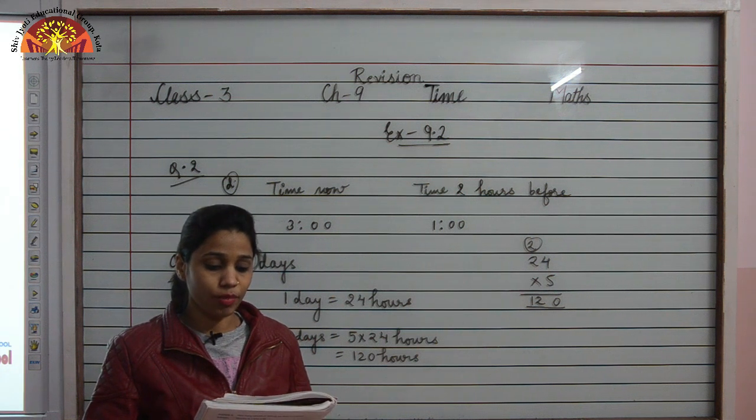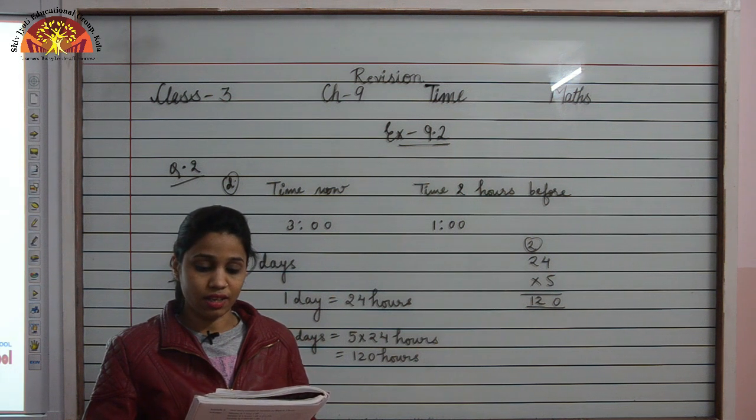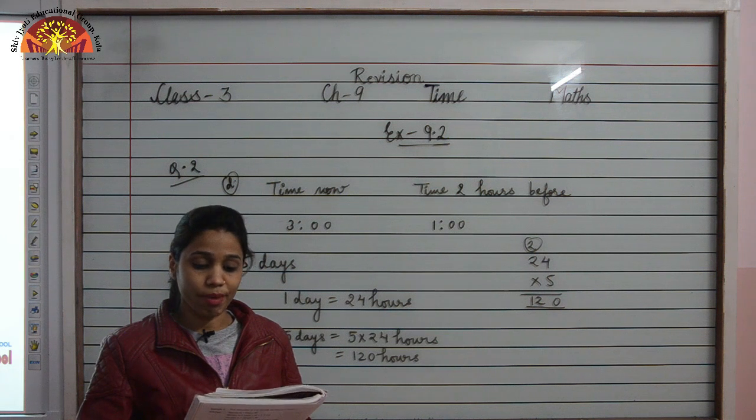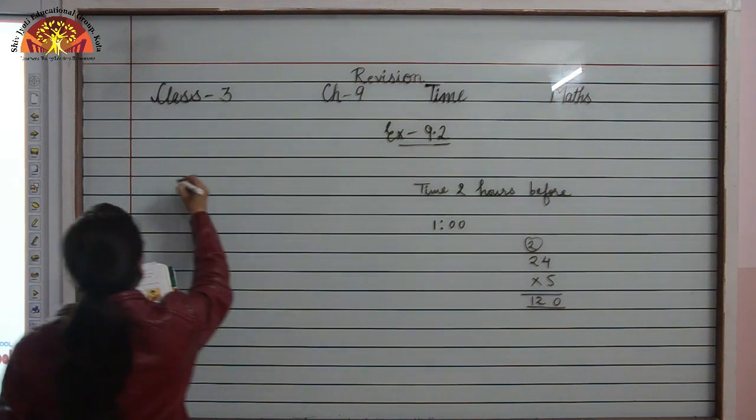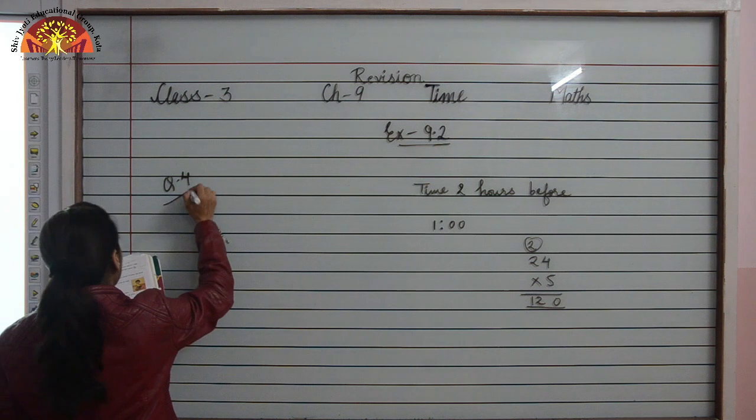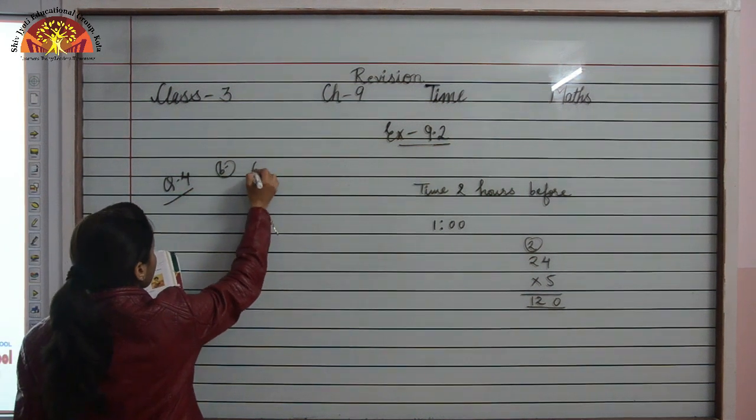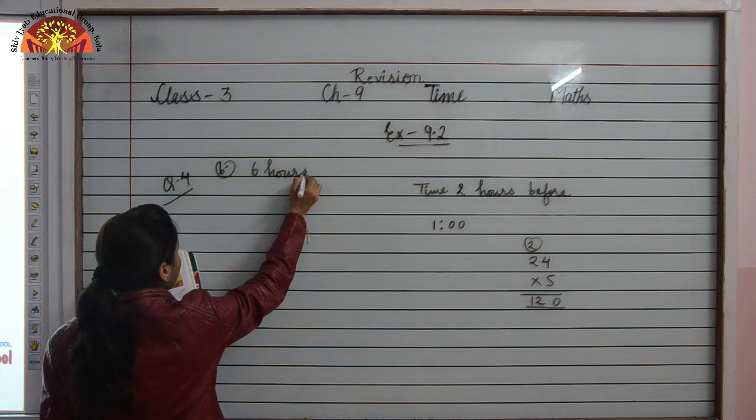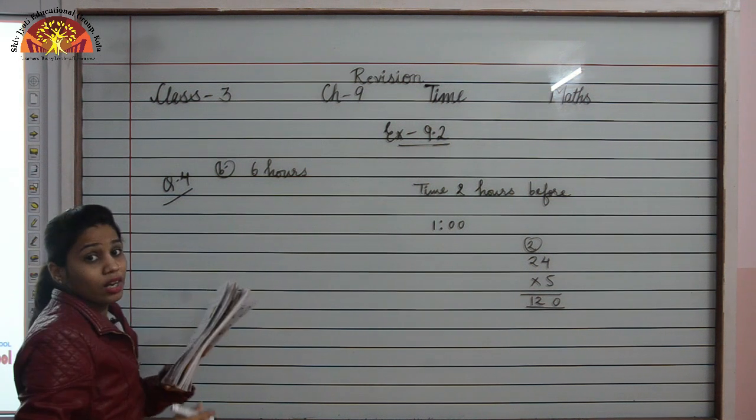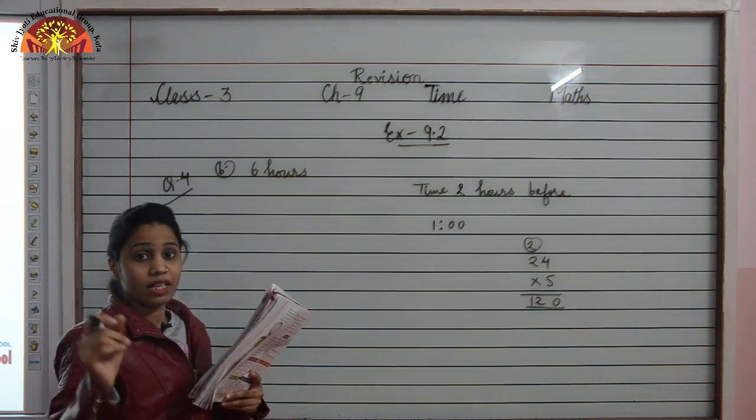Now, let us do question number 4 given on page number 127 of your book. Calculate the number of minutes in 4 hours, 6 hours and 1 day. We are doing B part, that is 6 hours. Question number 4, B part is 6 hours. What you have to do in this question? You have to calculate the number of minutes in given hour.